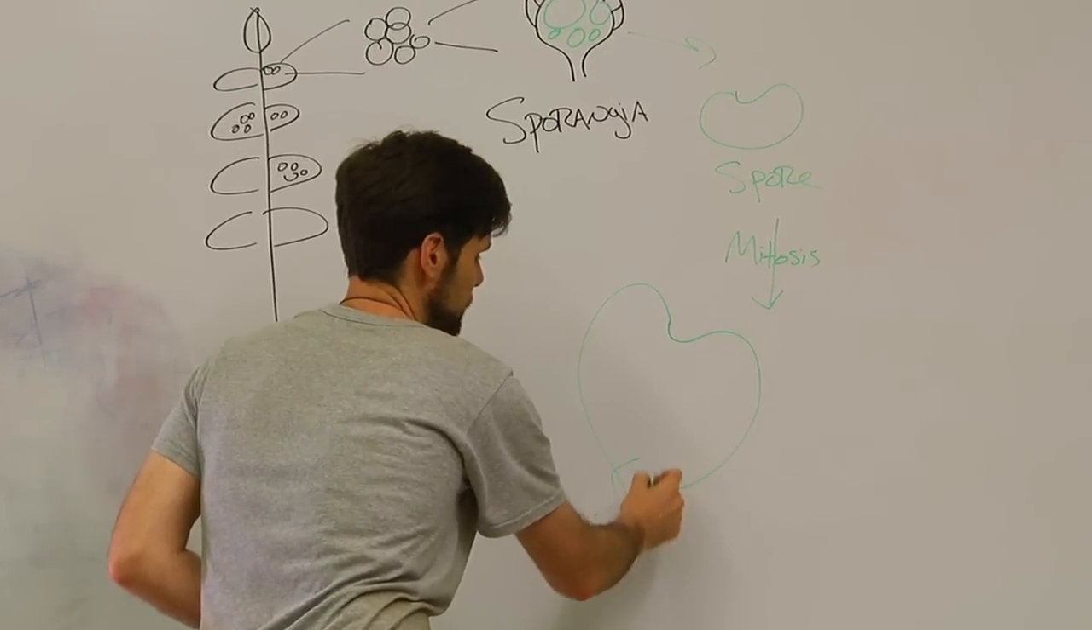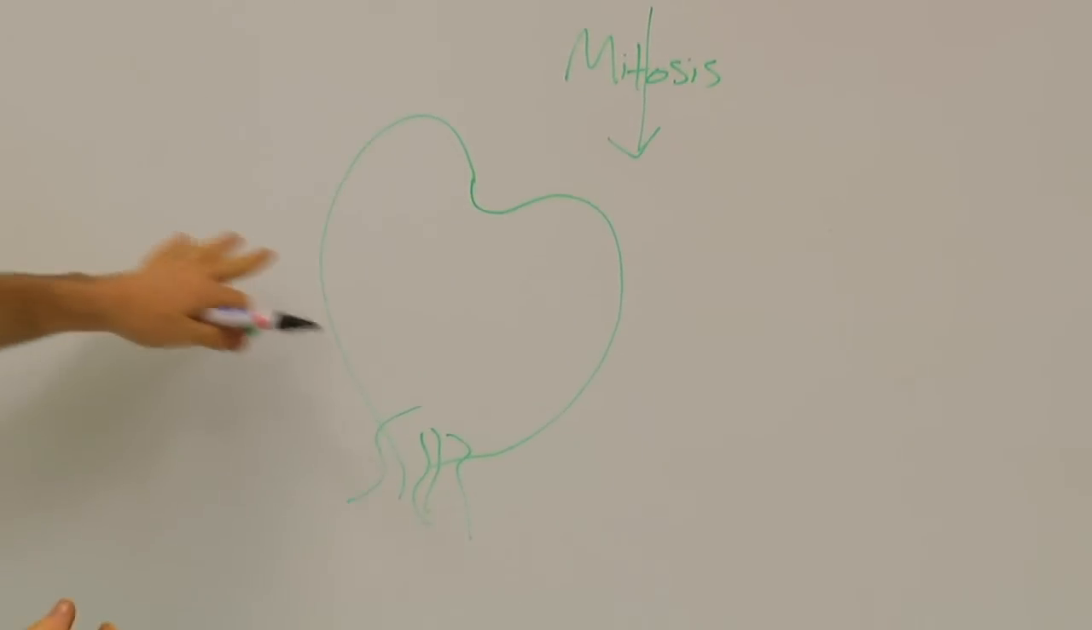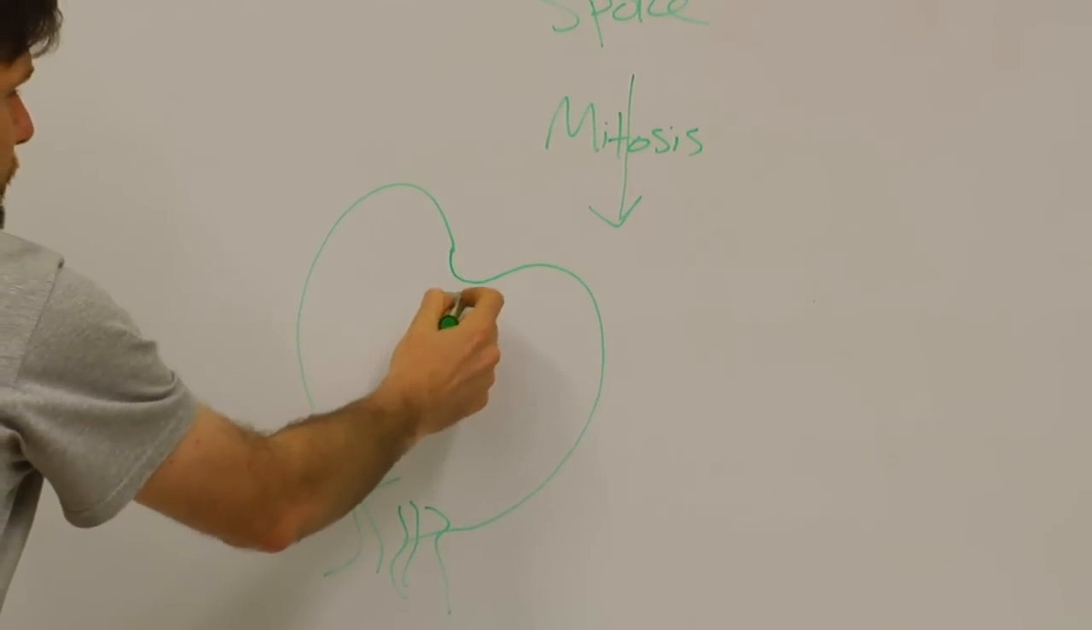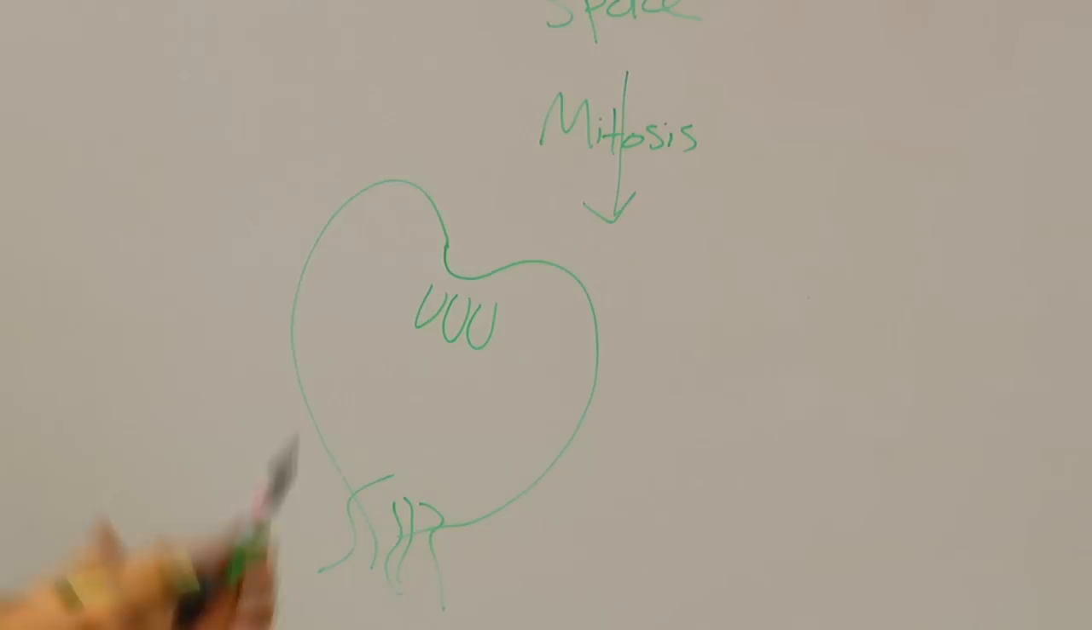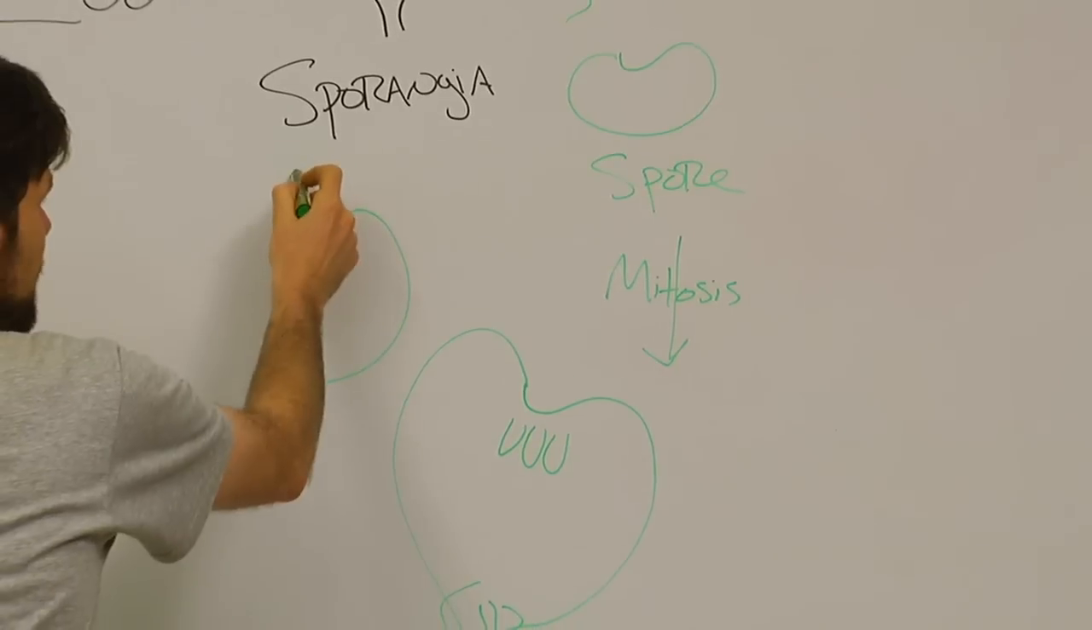It has some primitive root-like structures. This is a multicellular thing. These are not to scale, as you'll see in a future fern blog. But we'll have one spore producing a gametophyte that produces the female sex organs, and we'll have another spore that produces a gametophyte that has the male sex organs.